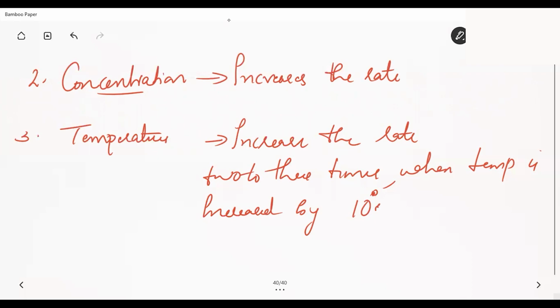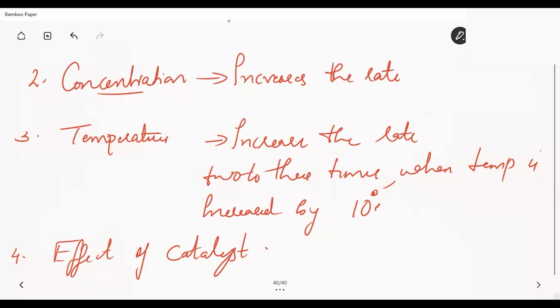Okay, then effect of catalyst. What is the effect of catalyst? Catalyst is a substance, we know, that alters the rate of the reaction without itself undergoing any chemical change, right? It is not undergoing any permanent chemical change. So it is never used up in the reaction. It can only alter the rate of the reaction.